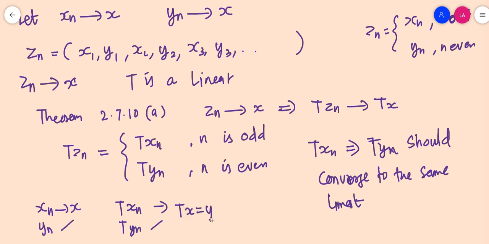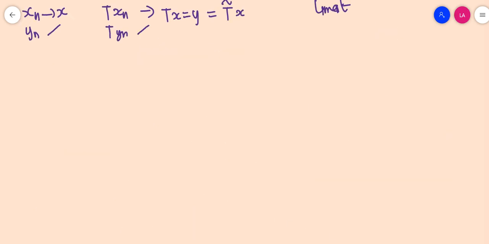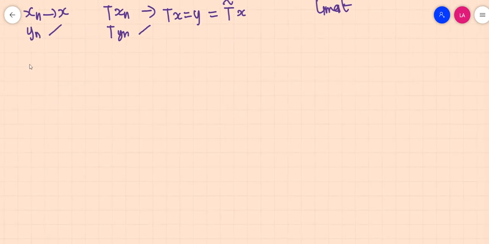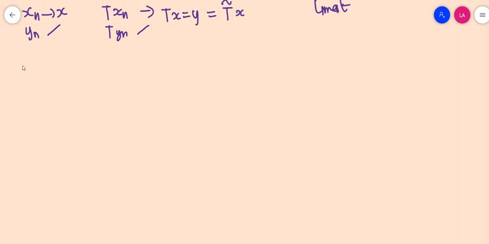This limit can be called y, which is defined as T tilde of x, where x is an element of the closure of D of T. So corresponding to two different sequences, our limit is the same. So our definition is independent of the choice of the sequences. That part is established. T tilde is uniquely defined. Now we have to prove that T tilde is linear.